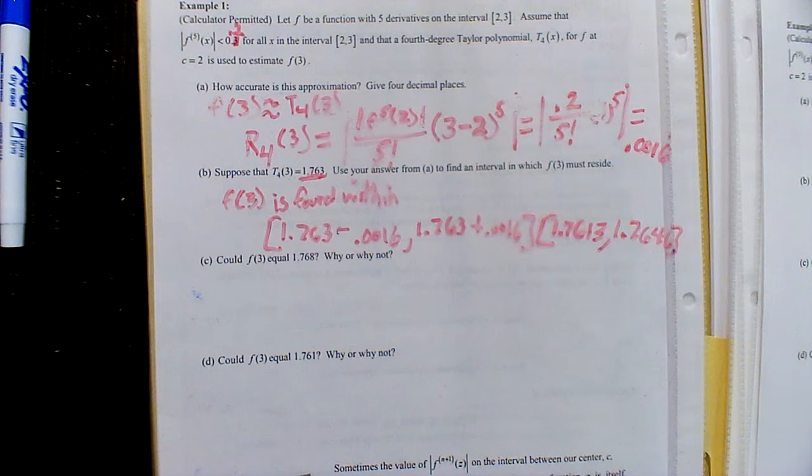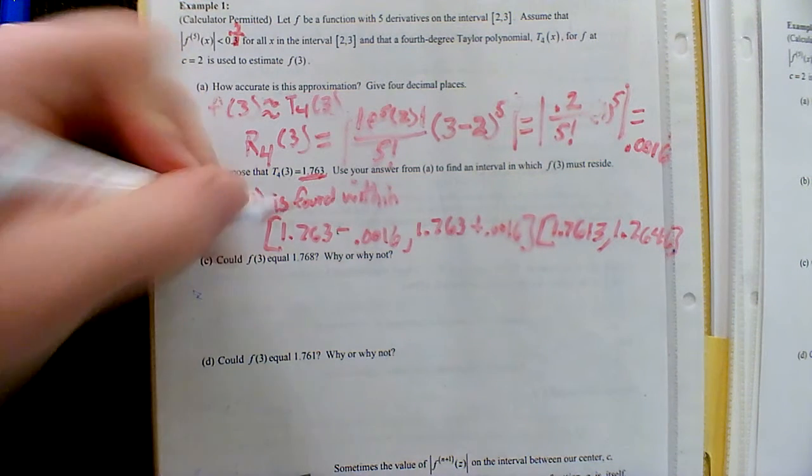Part C and D, they're just going to ask some general questions about the interval that you now found. So they're going to say, could f of 3 equal 1.768, why or why not? So is that possible? Could your answer be 1.768? I see some head shakes, and I agree. No, because why? What do you notice? Yeah, it's out of the interval, it's out of bounds.